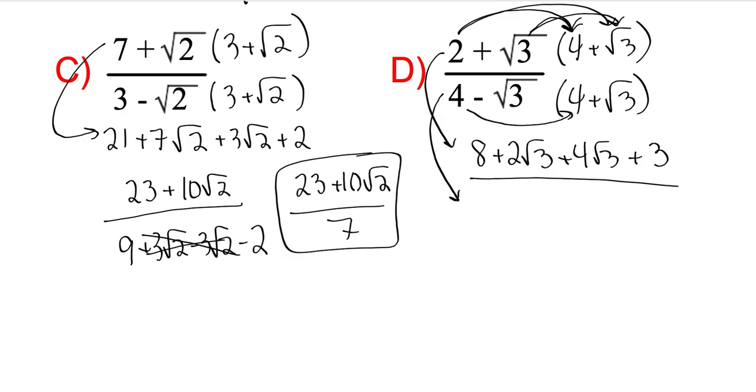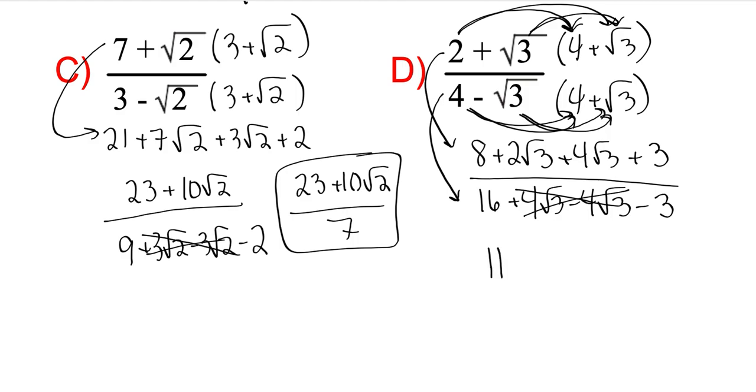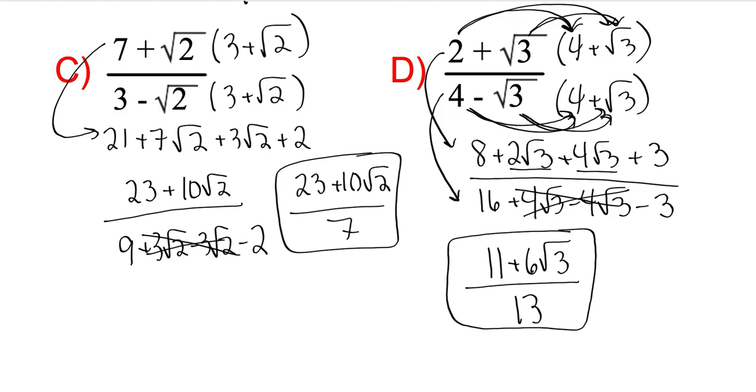So 4 times 4, 16. Plus 4 root 3 minus 4 root 3 minus 3. Those are going to cancel. That's the point of the conjugates. And in the top, we have 8 plus 3, which is 11. 2 plus 4 here and here, plus 6 root 3 over 16 minus 3 is a 13. And we are done with that. Okay? So that's multiplying using the conjugates. So you just change the sign in the middle.